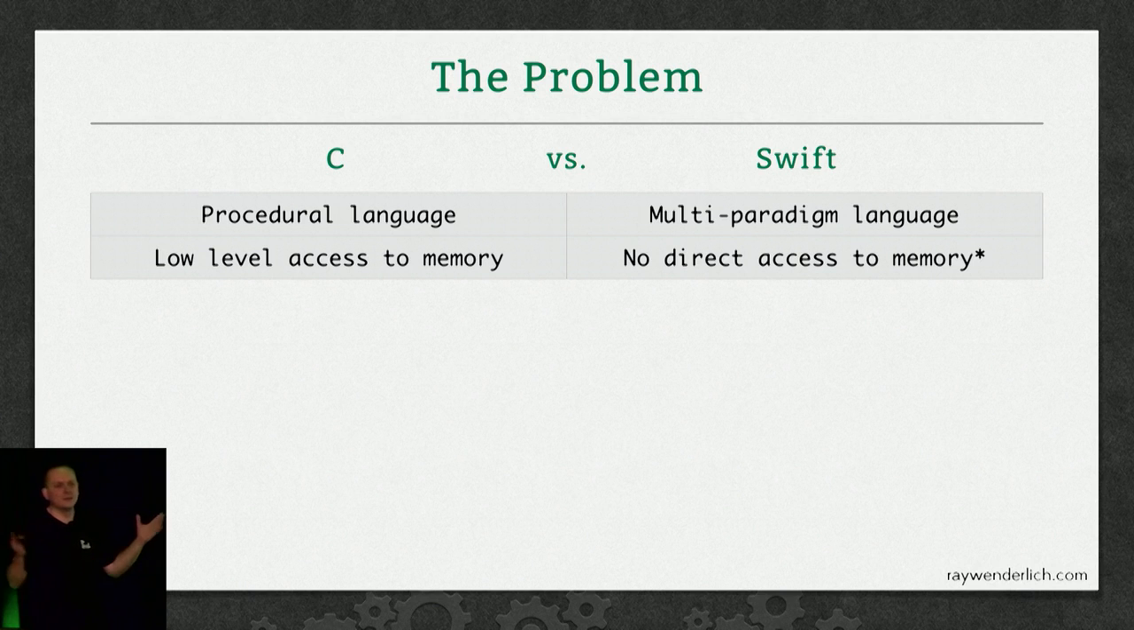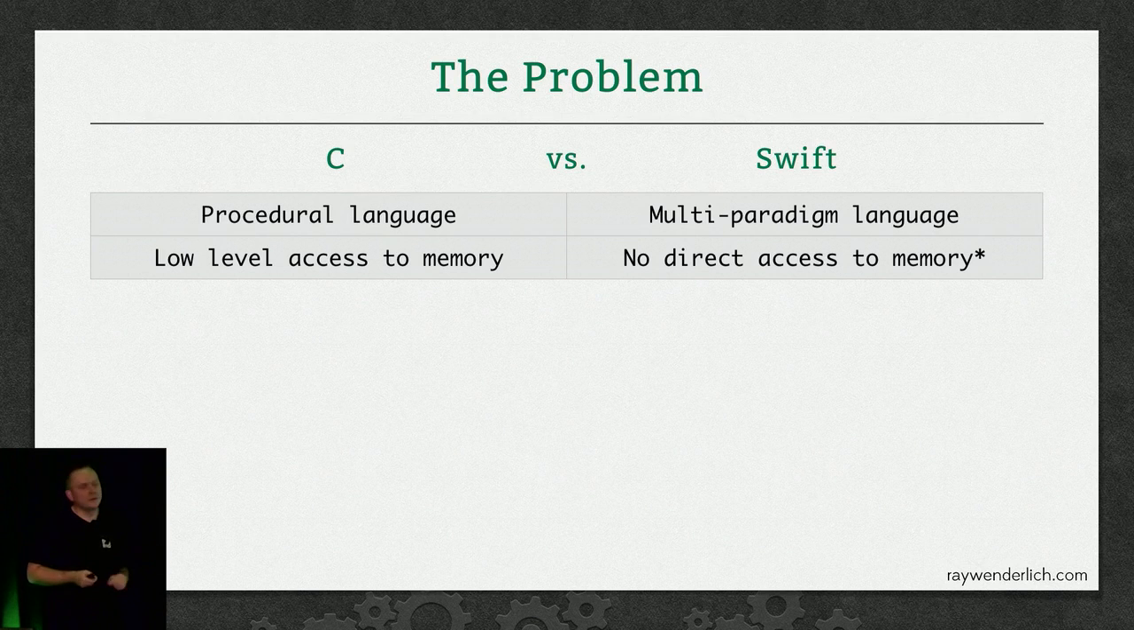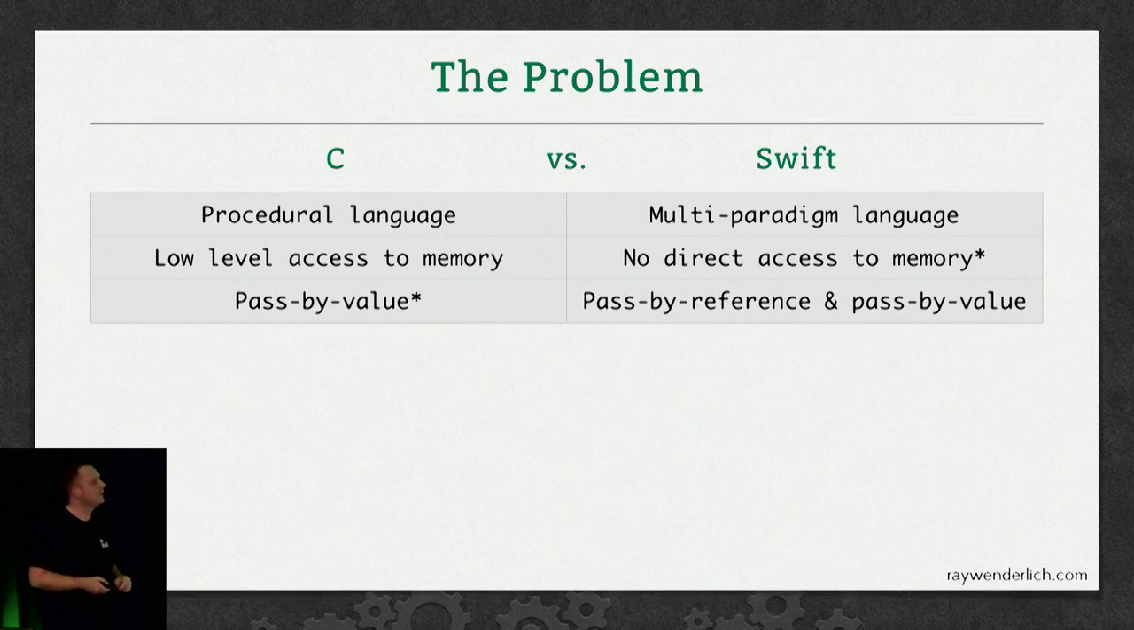C gives us low-level access to the memory. You can do whatever you want. We've got malloc, we've got free. It's up to the programmer to manage all that. Swift, no direct access to memory via pointers or anything like that. I've put a star at the end because, as you'll see as we work through the session, that's not strictly true, but in the context of this table, it's relevant.